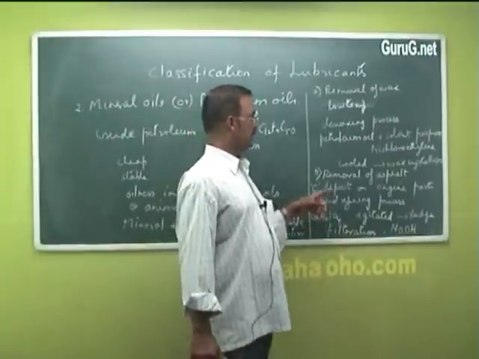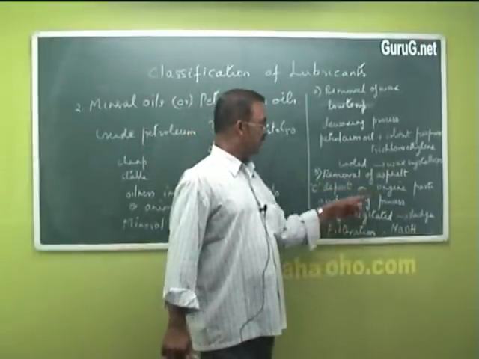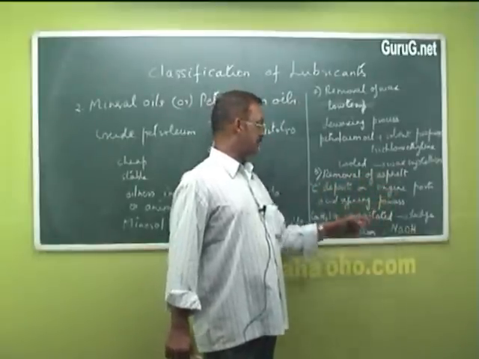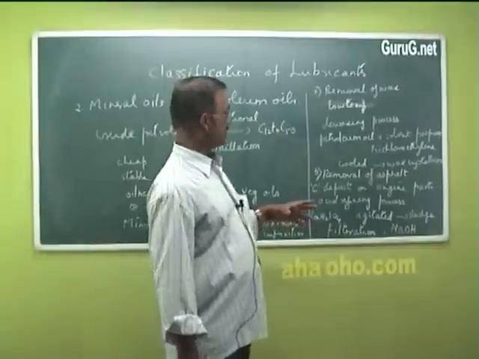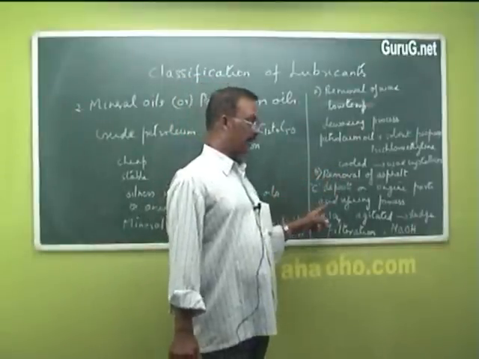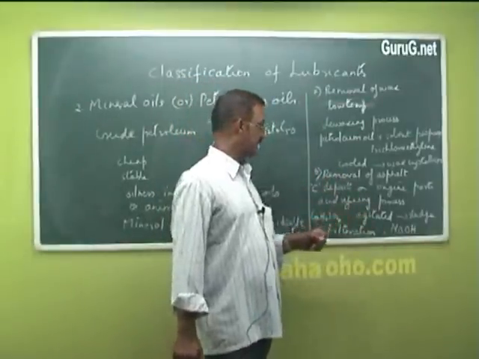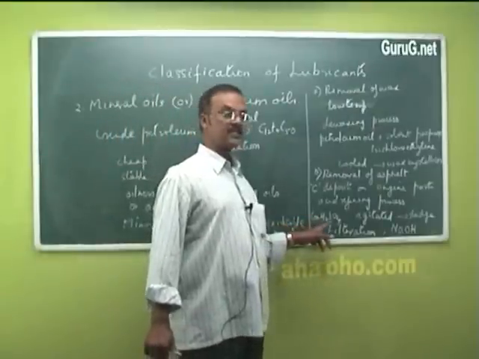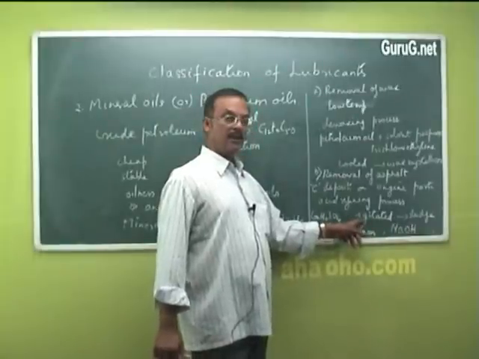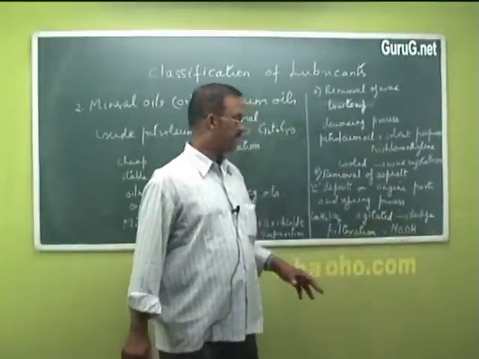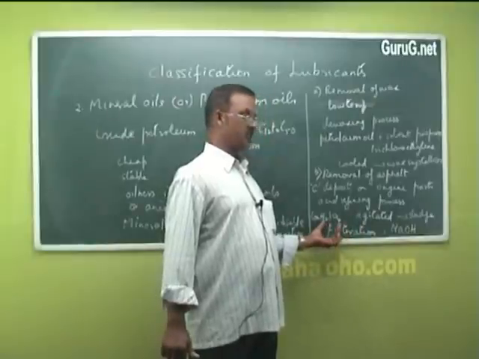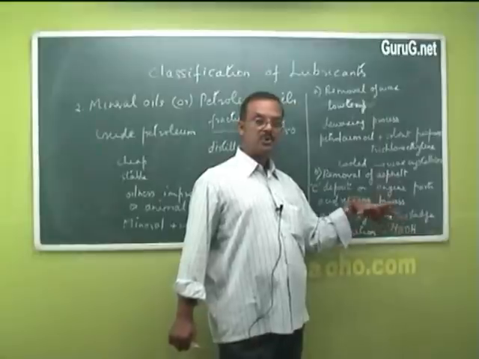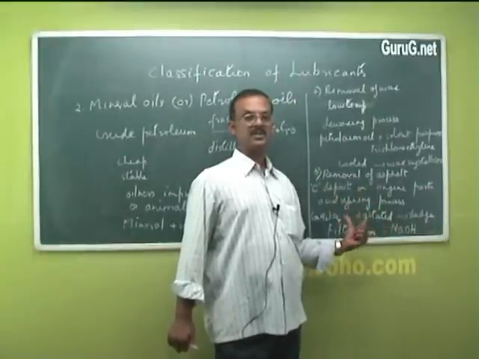The second step is the removal of asphalt. If we don't remove the asphalt, asphalt will leave carbon deposits on engine parts, which is not desirable. So this asphalt can be removed by a technique known as the acid refining process. The dewaxed mineral oil is treated with concentrated sulfuric acid and agitated. When a sludge is obtained, this sludge can be removed by filtration. Next, the mineral oil is treated with sodium hydroxide to neutralize the unreacted concentrated sulfuric acid.